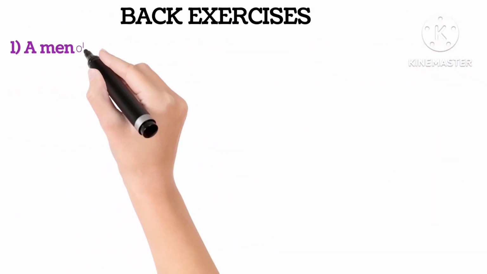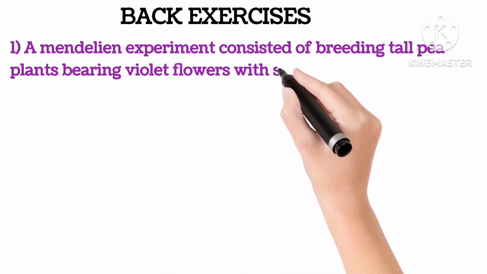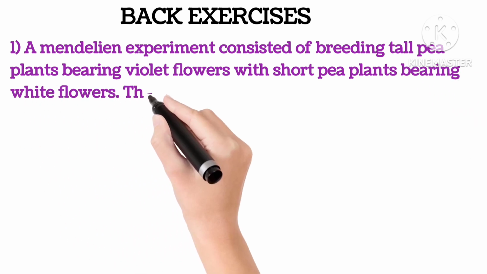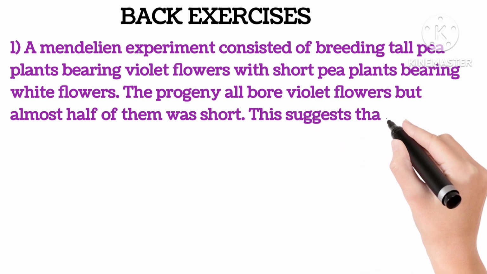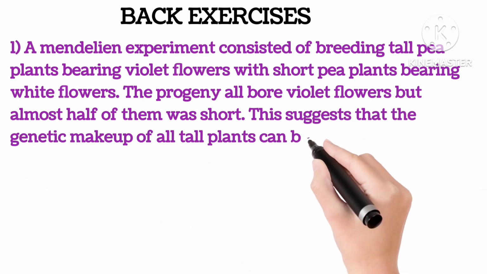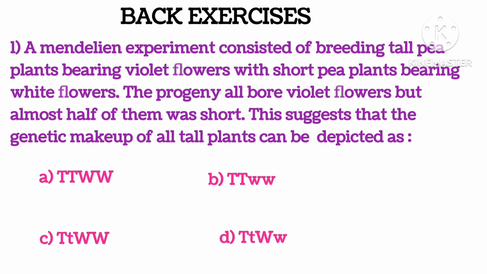Back exercises. First, a Mendelian experiment consists of breeding tall pea plants bearing violet flowers with short pea plants bearing white flowers. The progeny all bore violet flowers, but almost half of them were short. This suggests that the genetic makeup of the tall plants can be depicted as: A, pure tall and violet; B, pure tall and white; C, hybrid tall and pure violet; D, hybrid tall and hybrid violet. The correct answer is option C.